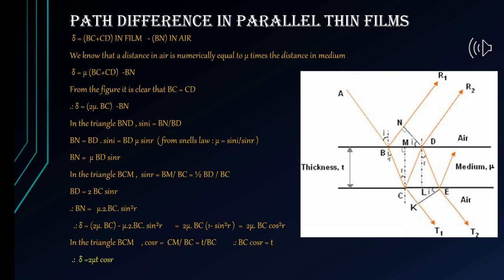Here the missing term is BC, so we should find that. Now in the triangle BCM, cos r is equal to CM by BC, where CM is the thickness, right? So cos r is equal to t by BC. If I send BC that side, BC into cos r is equal to t. See, that is the missing term, right? If I replace BC cos r by t, then the path difference becomes 2 mu t cos r. So the formula for path difference is 2 mu t cos r.